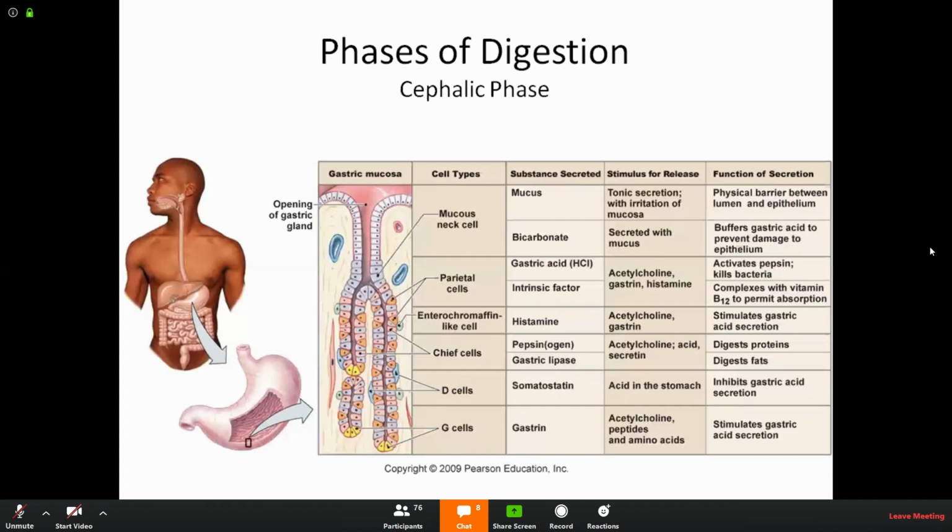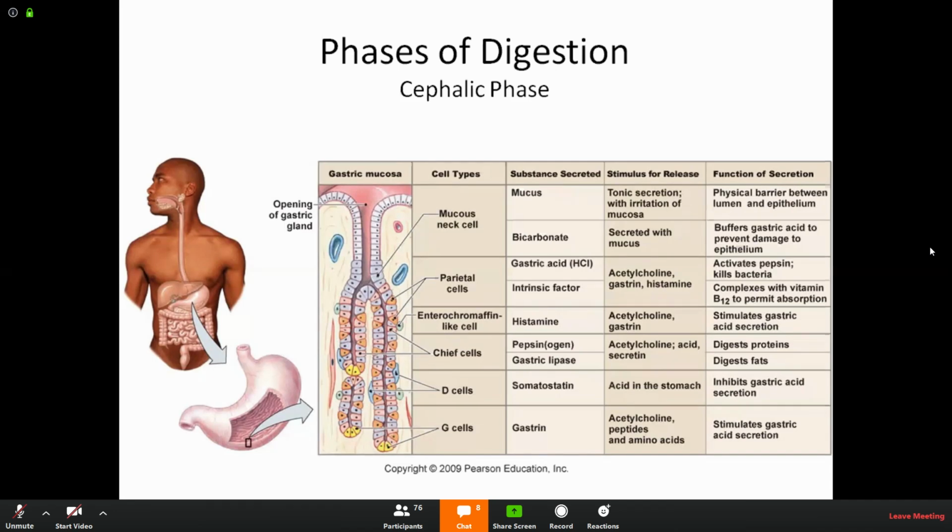Mucous neck cells help in secretion of mucus and bicarbonate. Mucus and bicarbonate form the gastric mucosal barrier. Once the gastric mucosal barrier is formed, the stomach cannot be auto-digested, because the high acidity of the gastric juice is buffered by the bicarbonate.